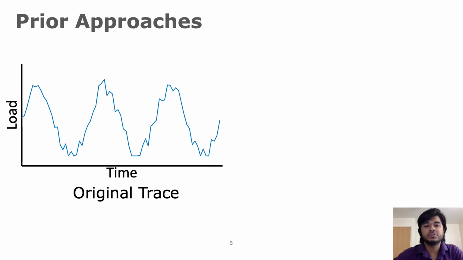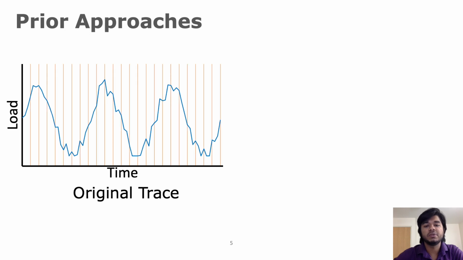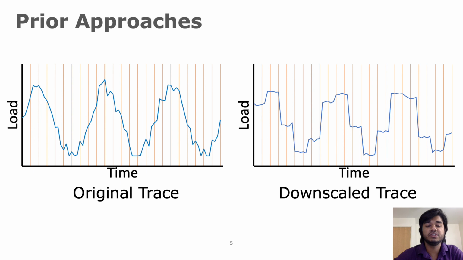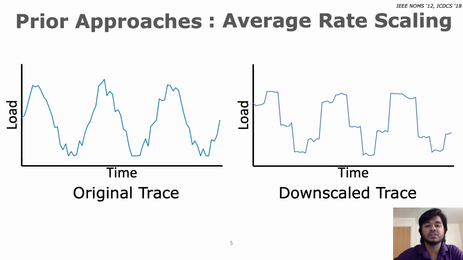Another popular approach for downscaling is taking the average arrival rate in a fixed time interval and multiplying that by a scaling factor to get a desired arrival rate. Then, a new downscaled trace is generated via an arrival process that has the calculated arrival rate. We call this approach average rescaling.